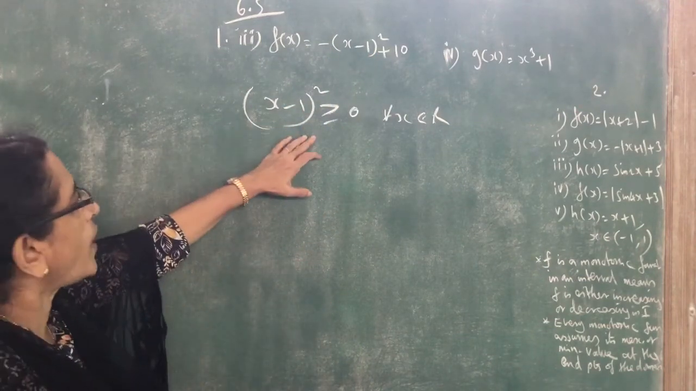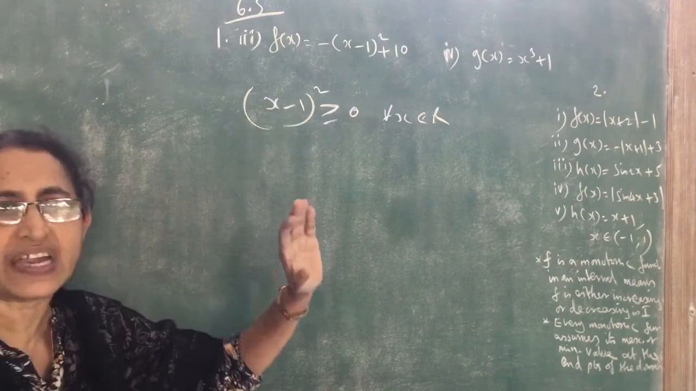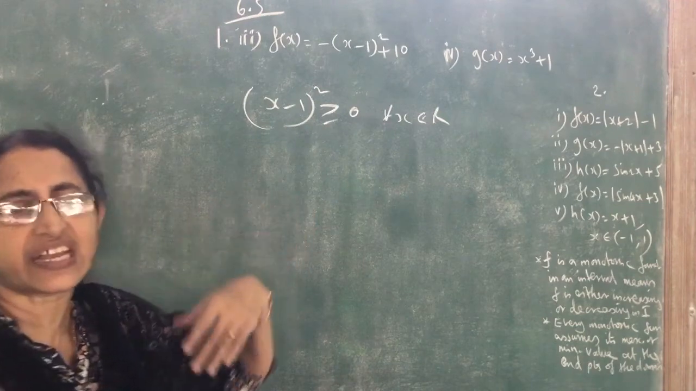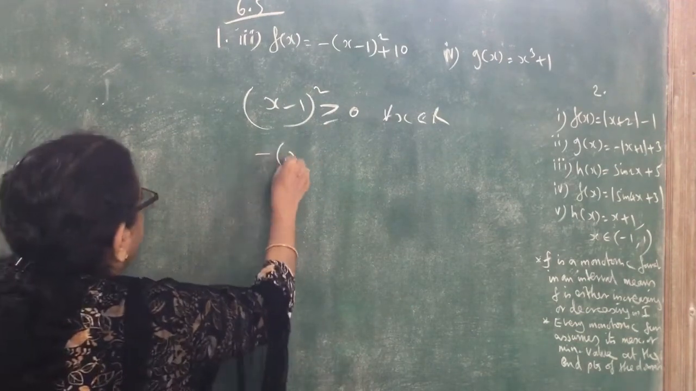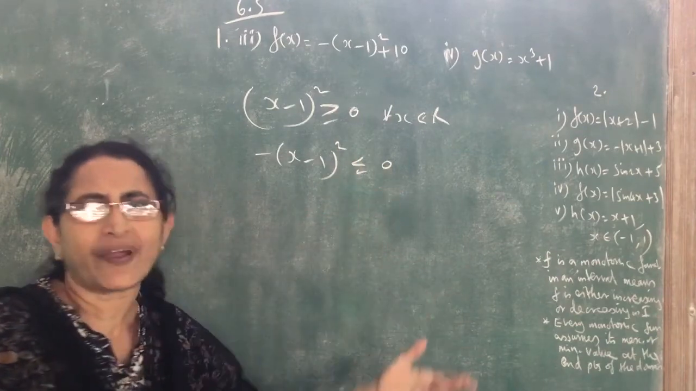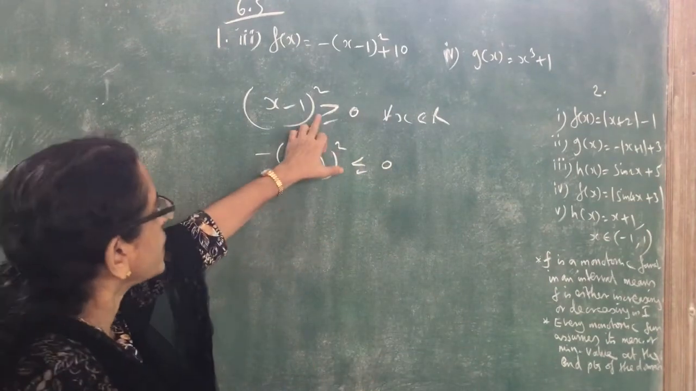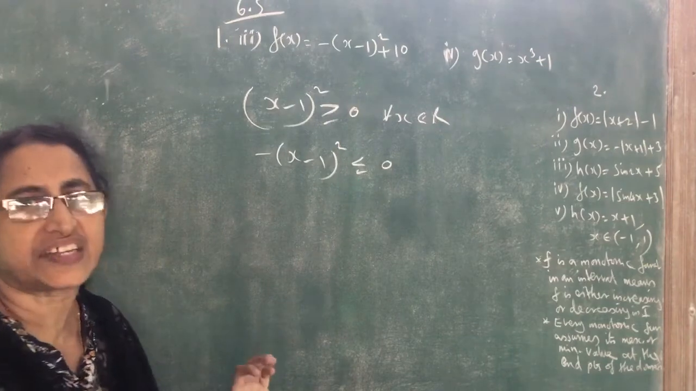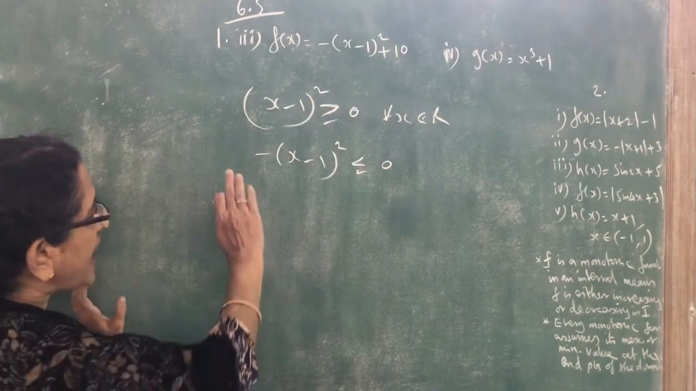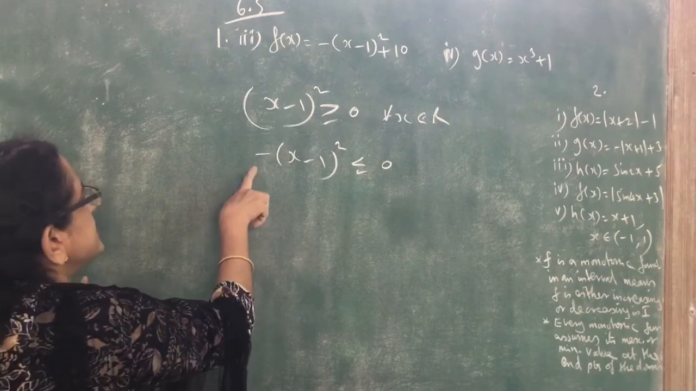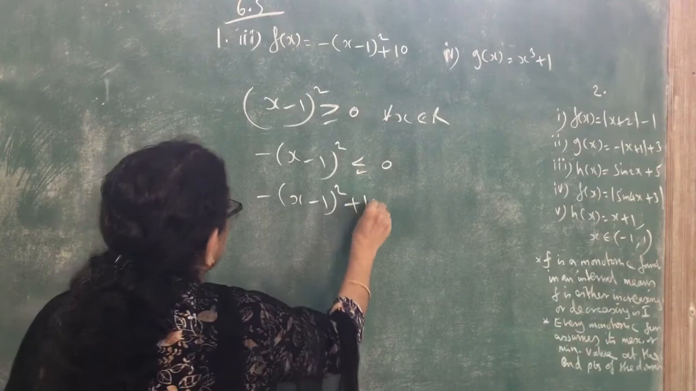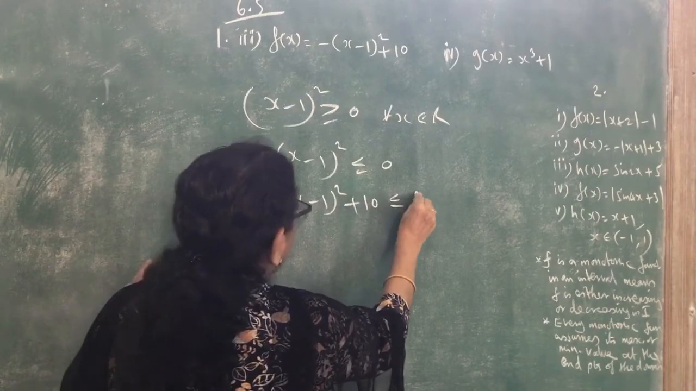So in this inequality, we have to multiply by negative. When we multiply by negative, we have to reverse the inequality. So negative of (x minus 1) whole square is less than or equal to 0 into minus 1, that is 0. Now we want to add 10, so we can add 10 on both sides. When we add 10 here, we get minus (x minus 1) whole square plus 10 less than or equal to 0 plus 10.